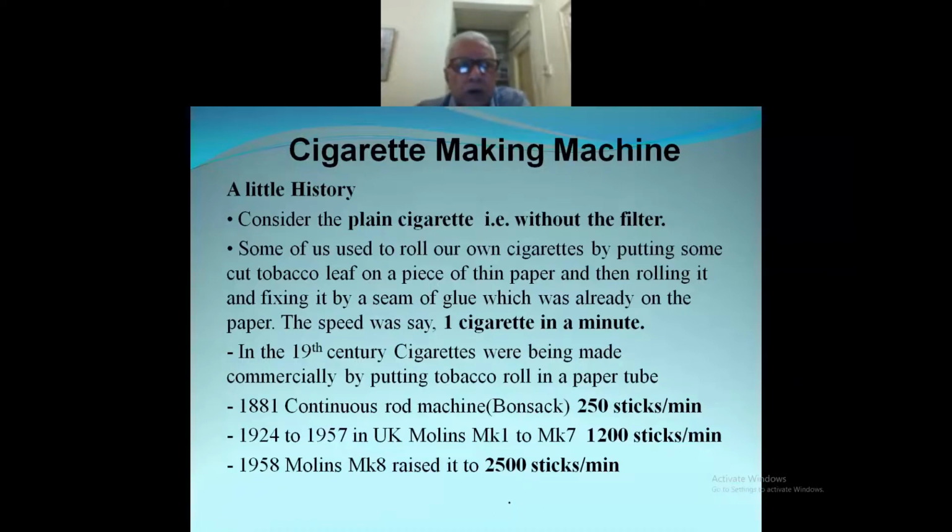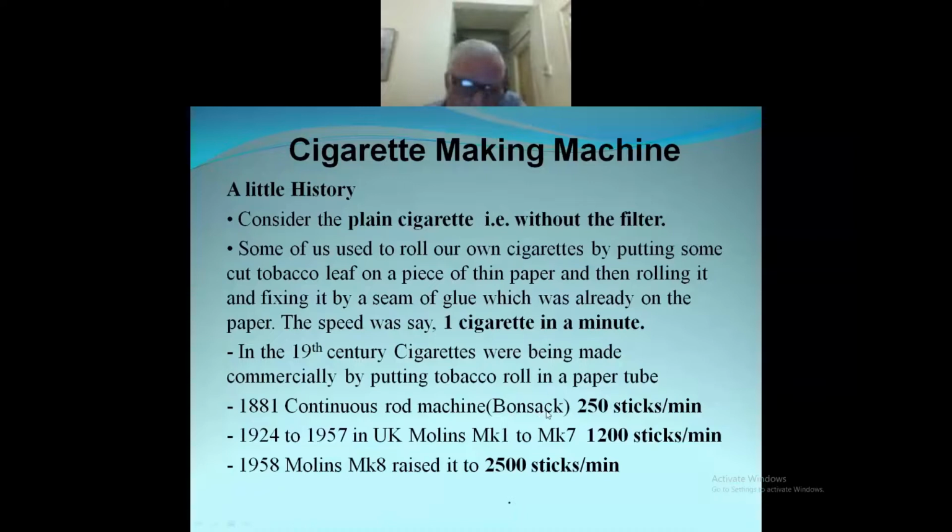Perhaps we are making one cigarette in a minute. Now, in the 19th century, cigarettes were being made commercially by putting tobacco roll in a paper tube. So that was mainly a manual operation with use of some contraptions and things like that. But things changed in 1881 when the continuous rod machine came. This is due to an invention by Bonsack.